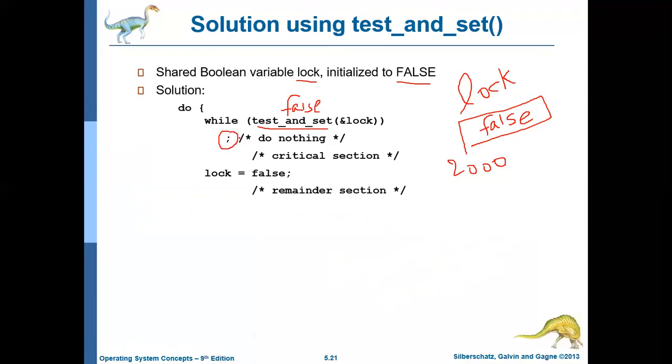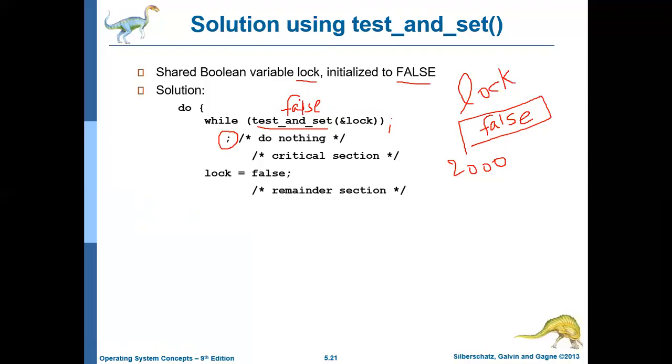See, this is a loop without any instruction. You can put the semicolon here or there, no problem. There are no instructions inside the while loop. It just calls test and set with the lock value and checks what it returns. As long as it is true, it keeps spinning here. As it is false, the while breaks.